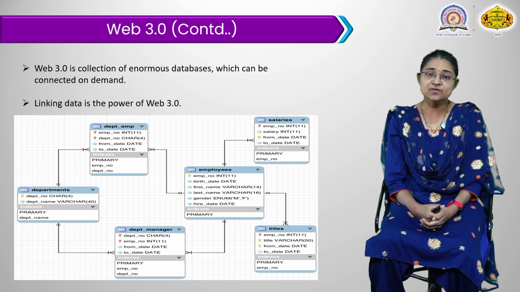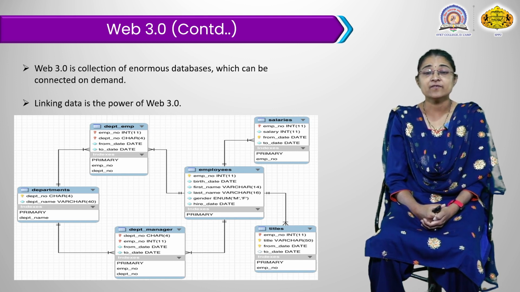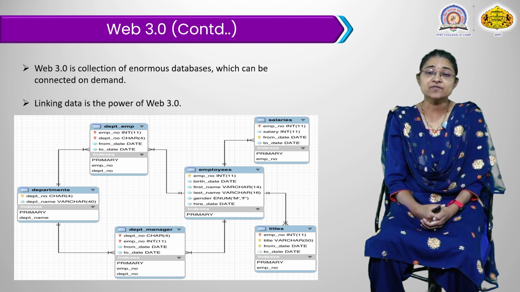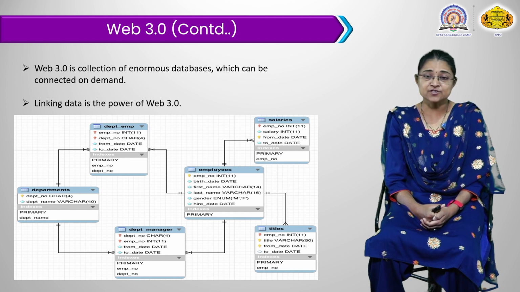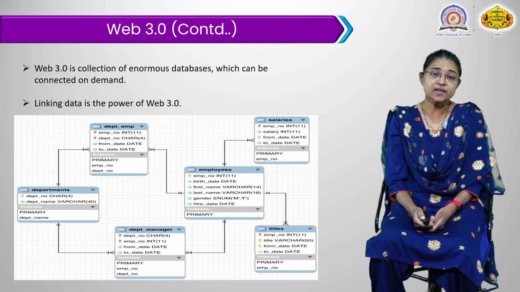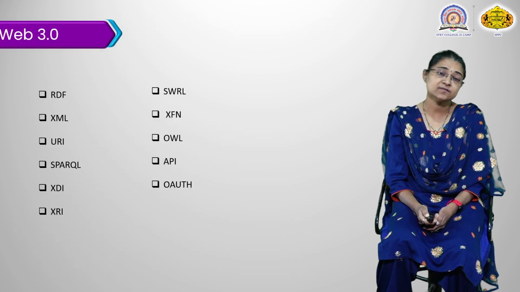So, Web 3.0 is a collection of enormous databases. Whenever we need any information, the various databases connect with each other in real time to fetch the desired information. Say, for example, the department, organization, employees database, and salary database will all connect with each other and generate the result. So, linking data is the power of Web 3.0.